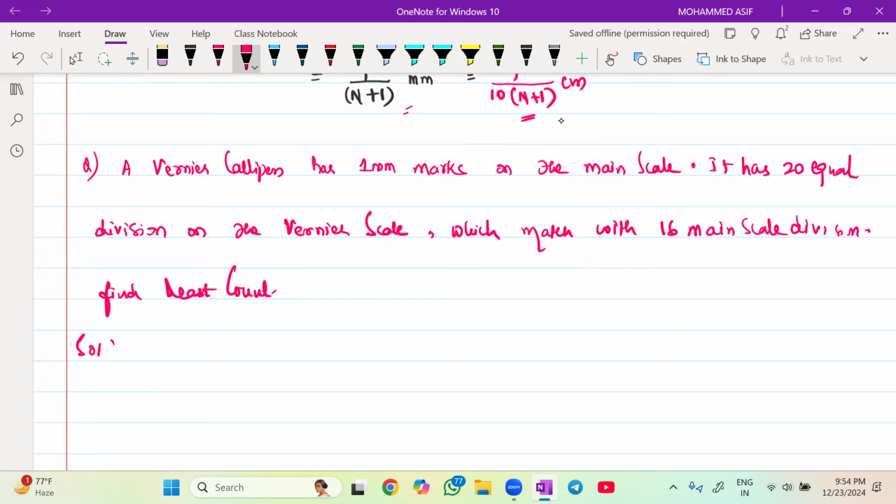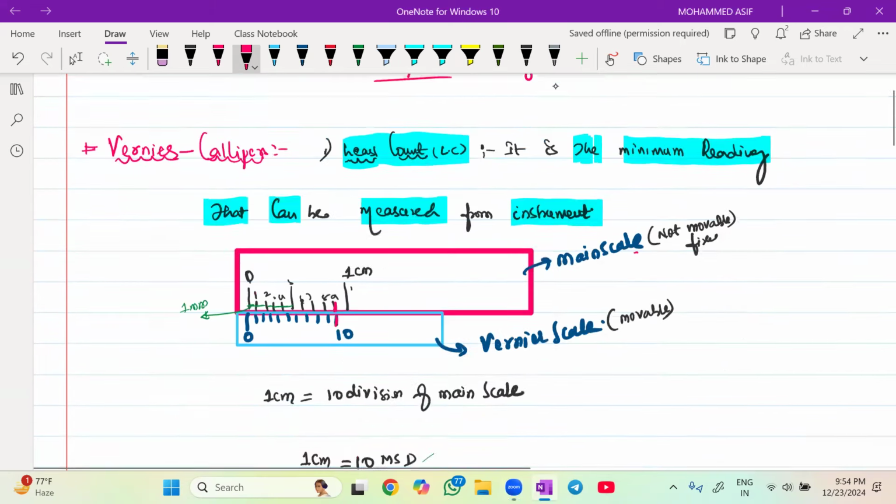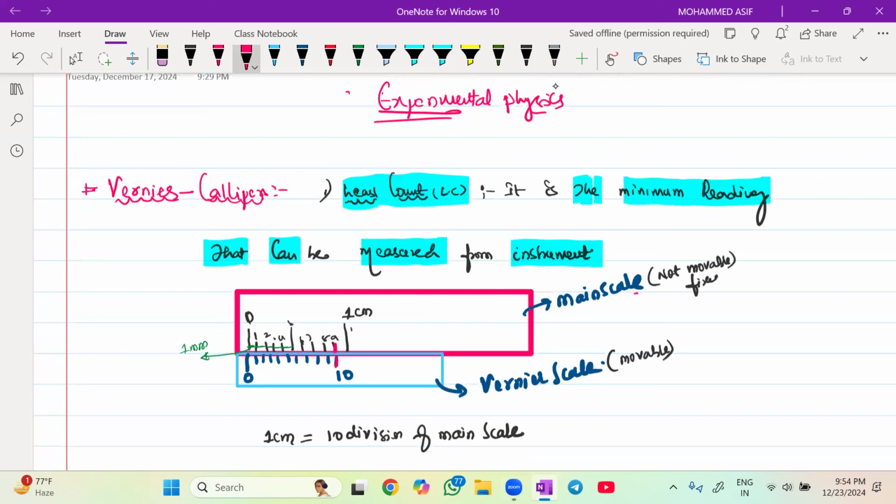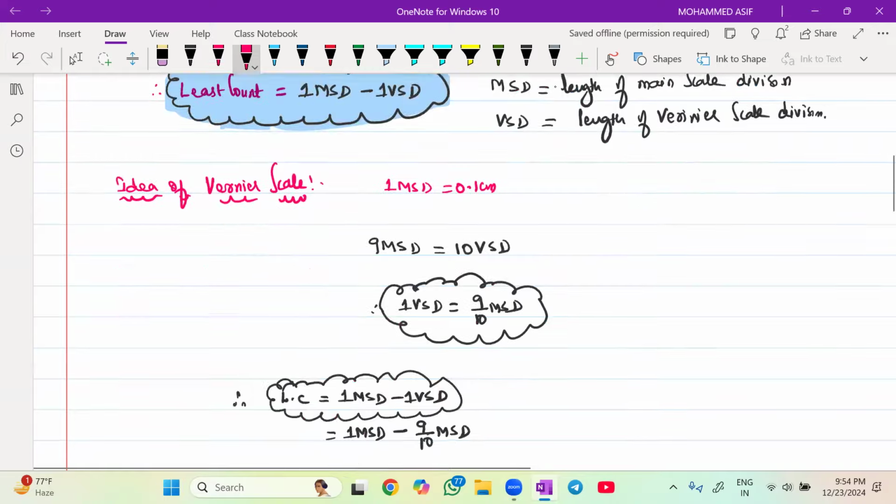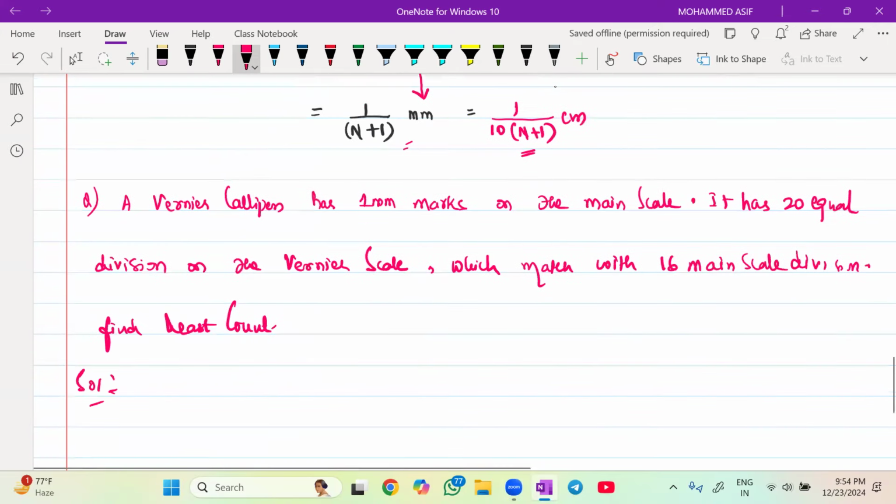Read the question once again. A vernier caliper has 1 mm mark on the main scale. What does that mean? In this diagram, this is the main scale, and the distance between these two marks, like 7 to 8 distance or 8 to 9 distance or 6 to 7 distance, is given as 1 mm.